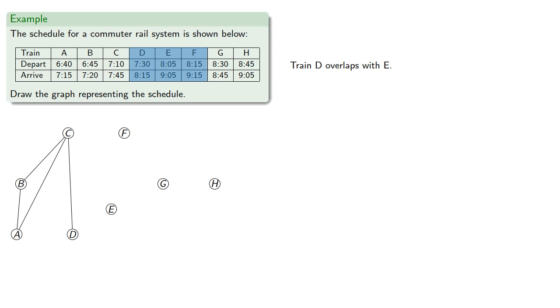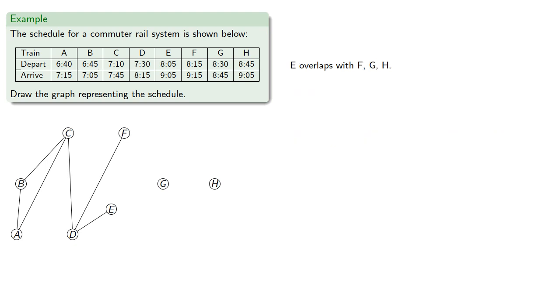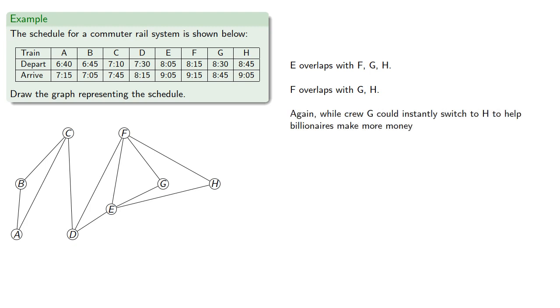Train D overlaps with E, and mathematically, the crew of D can finish at 8:15 and then immediately go to train F. But this isn't actually possible. There's a finite amount of time it'll take to go from one train to the other, so we'll put an edge between these two vertices. So again, E overlaps with F, G, and H. F overlaps with G and H. And again, while a crew G could instantly switch to H, in practice we'll assume they can't overlap.